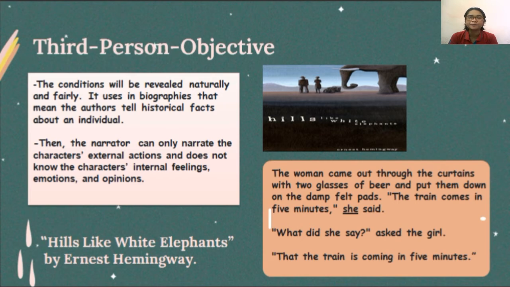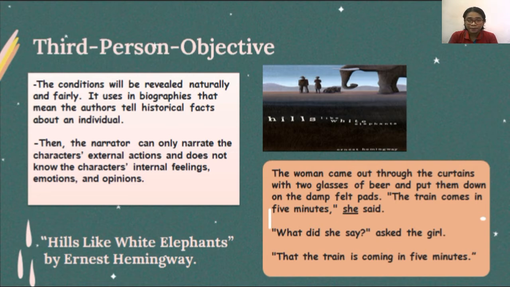So as you can see on this slide, this is the example of the story that used third person objective. So I will read it. The woman came out through the curtains with two glasses of beer and put them down on the damp felt pads. "The train comes in five minutes," she said. "What did she say?" asked the girl. "That the train is coming in five minutes."